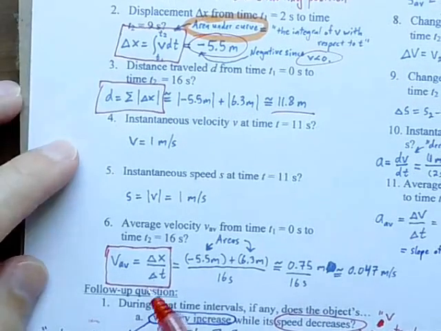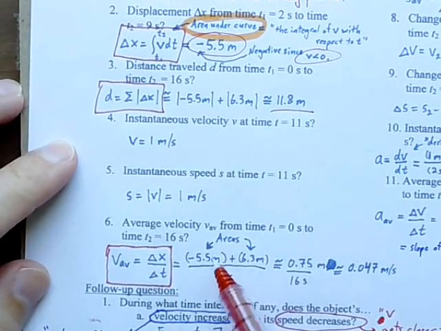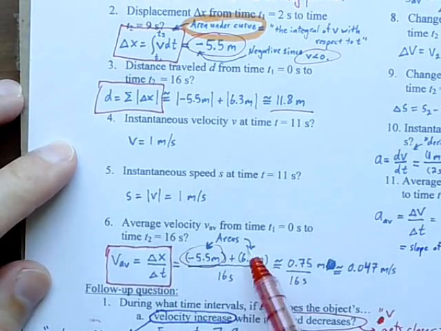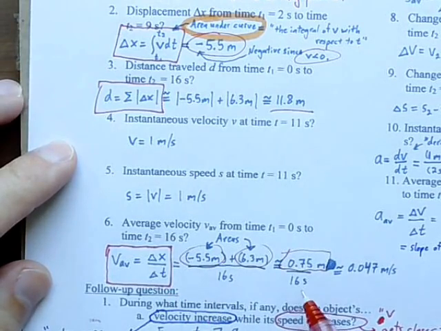Okay. So if we want our delta x over delta t, then we've already got those areas from 0 to 16 seconds. The negative 5.5 meters we went backwards, the 6.3 meters we went forwards, gives a total displacement of that value divided by the 16 seconds.